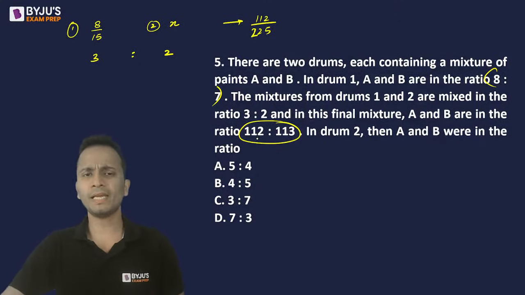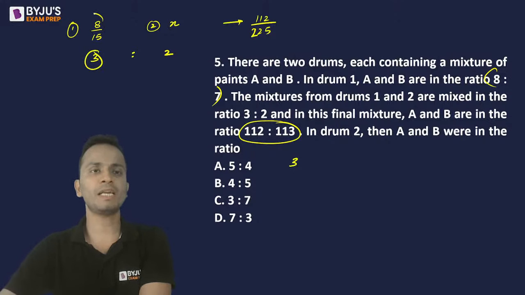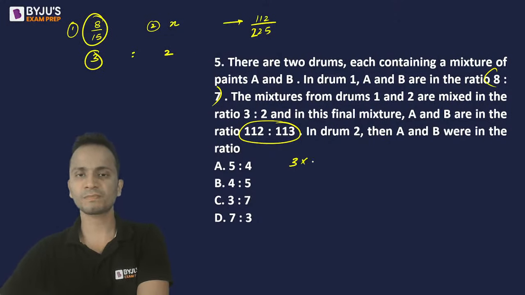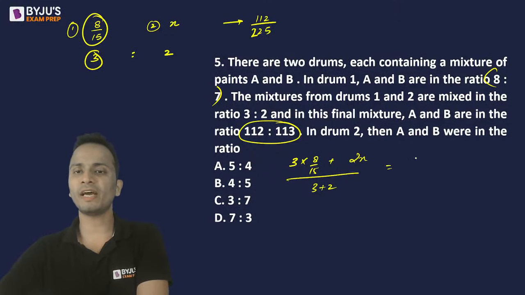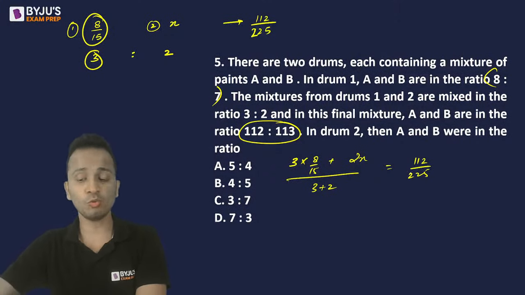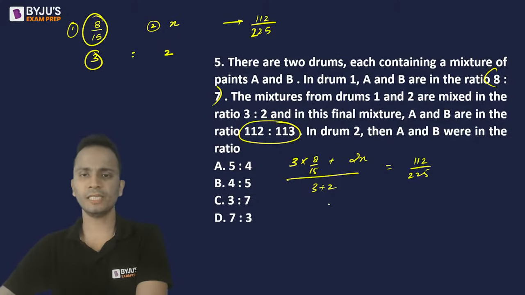I'm applying the method of weighted average. So 3 is to 2 was the ratio. So 3 multiplied by 8 by 15 plus 2 multiplied by x divided by 3 plus 2 will be equal to the final fraction 112 upon 225. It is very important to apply it either on the fraction of A or the fraction of B. Okay, now let's solve this and we will get the value of x.